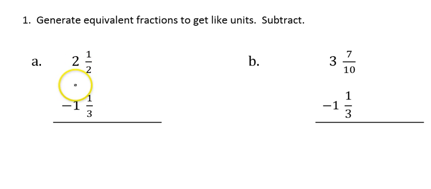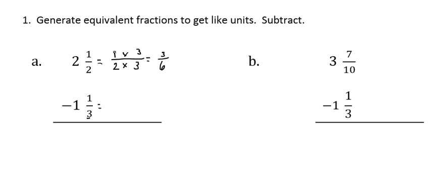So here I have 2 1/2 minus 1 1/3. I know that I need like denominators for my fractions, so I'm going to start by changing my 1/2. I know from working with my area models that in order to change my 1/2, I'm going to multiply both my numerator and my denominator by 3, since the other fraction is thirds. That means my new fraction is 3/6. 1/2 is the same as 3/6.